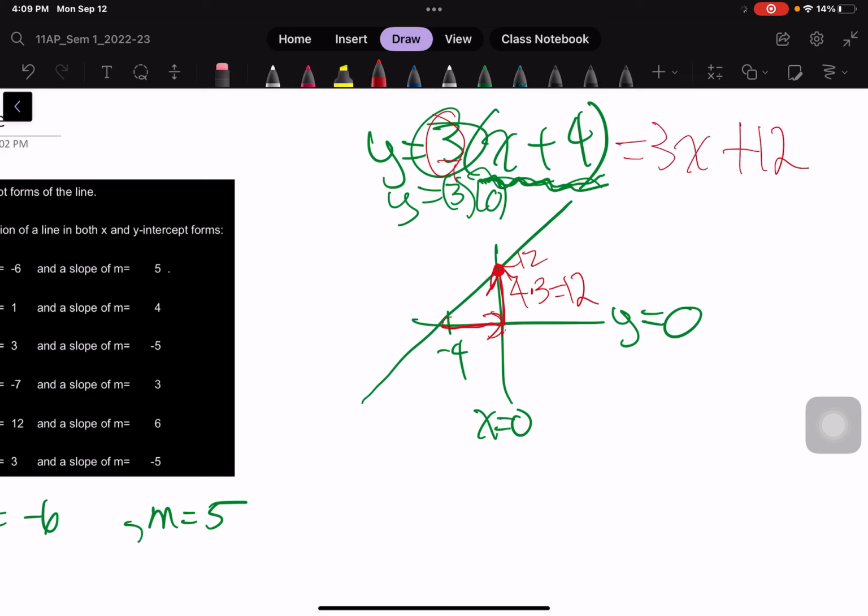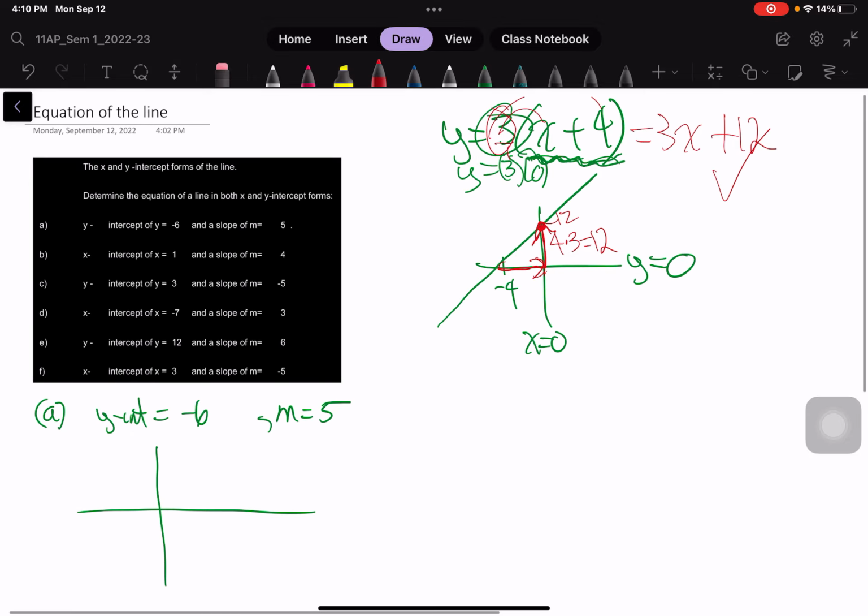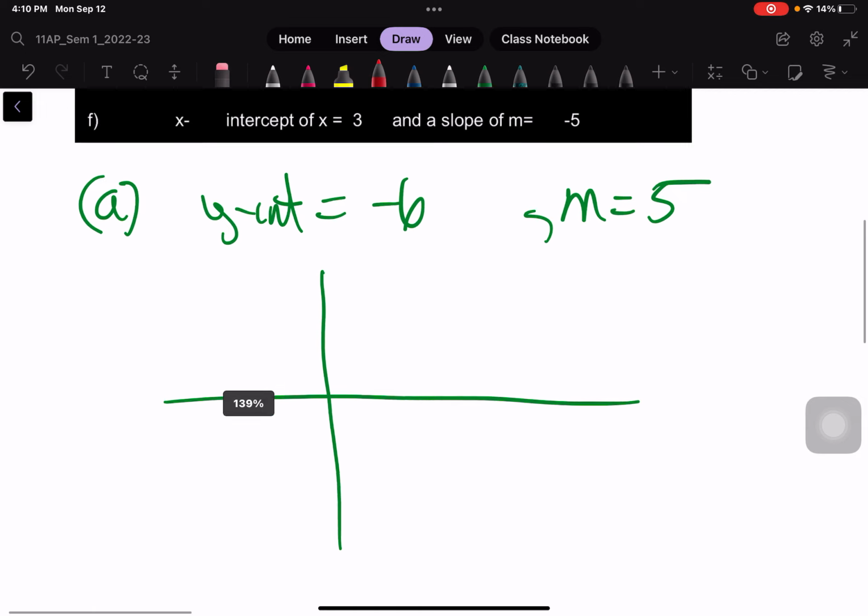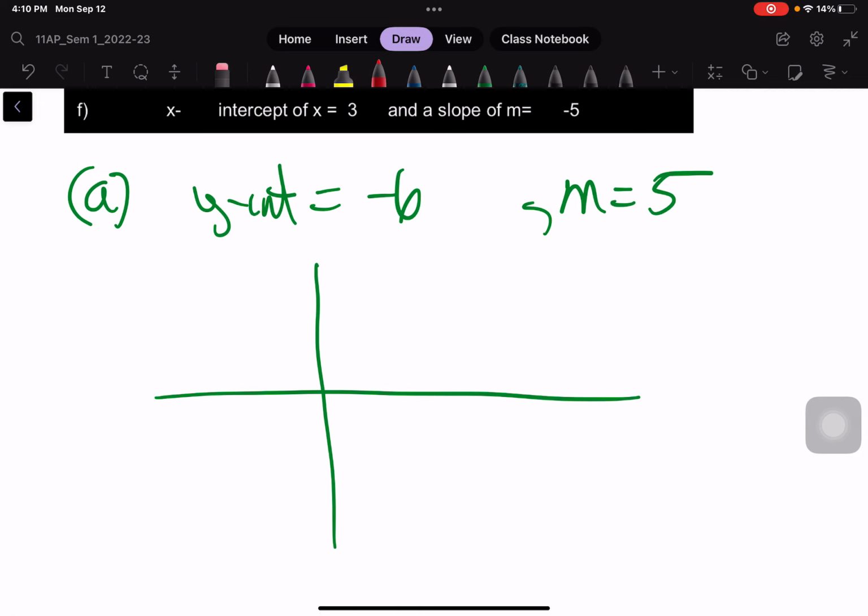Now, how else could I have got that? Expand through the brackets. 3 times x is 3x. 3 times 4 is 12. Okay, folks, so that's how you sketch slope x-intercept form. Slope y-intercept form, of course, is a little bit easier. But let's look now at an example here. So let's graph this right here.